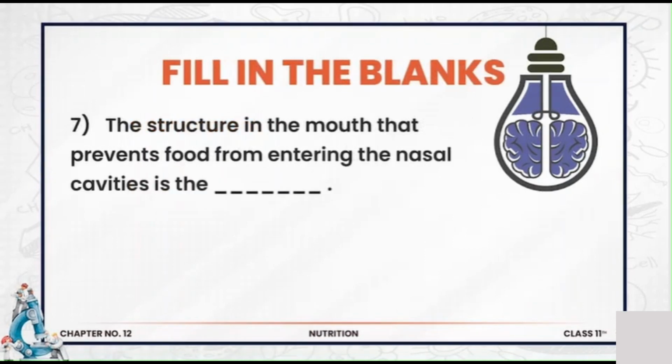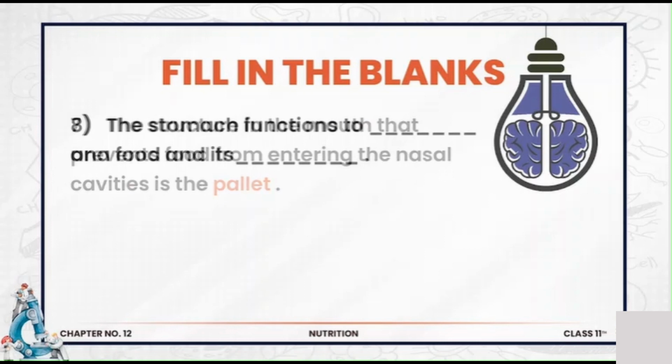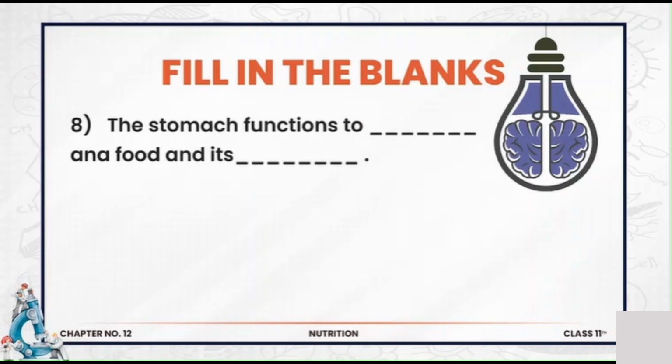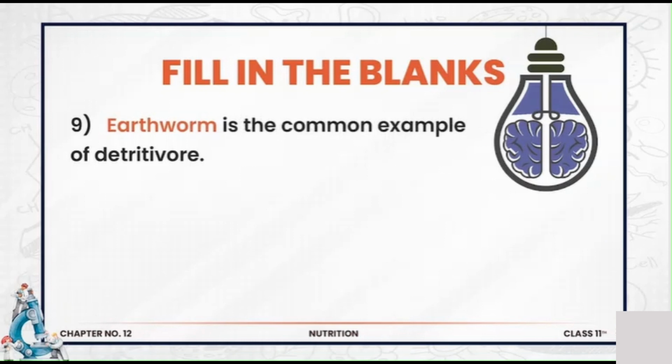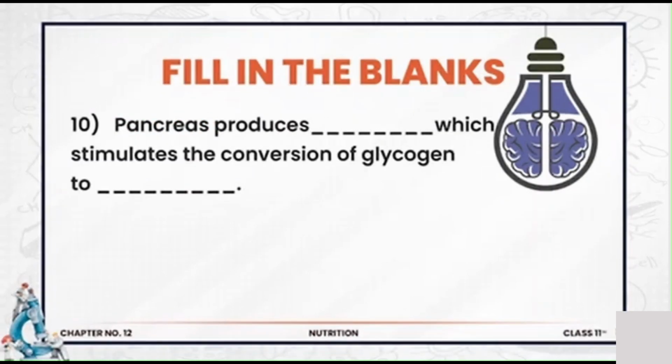Number 7, the structure in the mouth that prevents the food from entering the nasal cavities is the soft palate. Number 8, the stomach functions to store the food and its digestion. Number 9, earthworm is the common example of detritivore. Number 10, pancreas produces an enzyme which stimulates the conversion of glycogen to glucose.